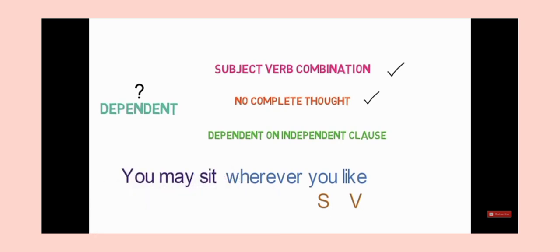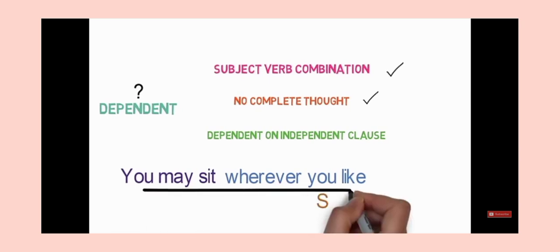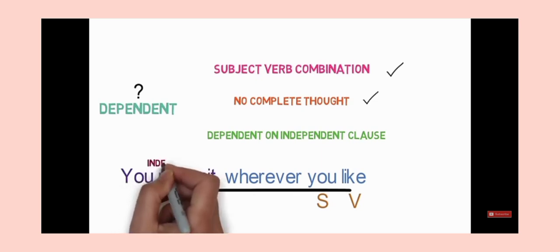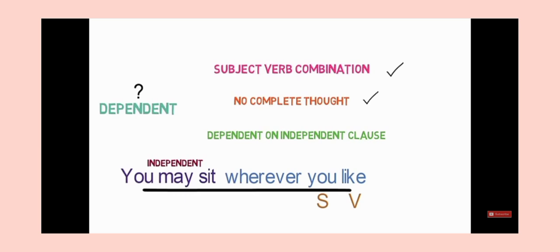Now, let's add a main clause to this clause. You may sit, and now the whole sentence becomes you may sit wherever you like. Now, here the entire thought is complete with one main or independent clause and one dependent clause. This is all about dependent clause.